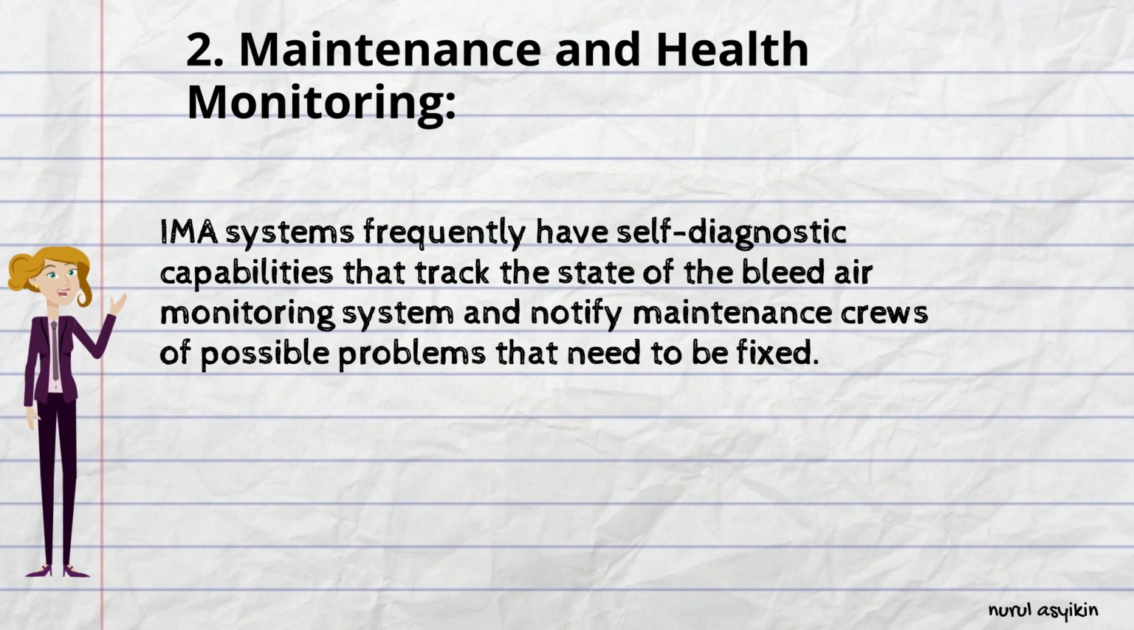Next, we have maintenance and health monitoring. Maintenance and health monitoring in IMA systems often feature self-diagnostic features, monitoring the bleed air monitoring system's condition and alerting maintenance teams of potential issues requiring attention.